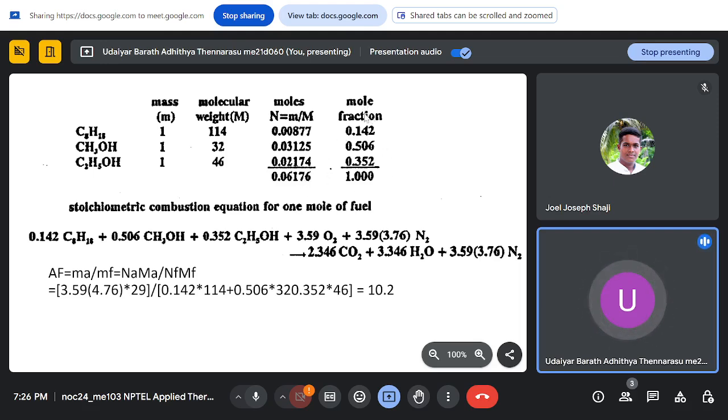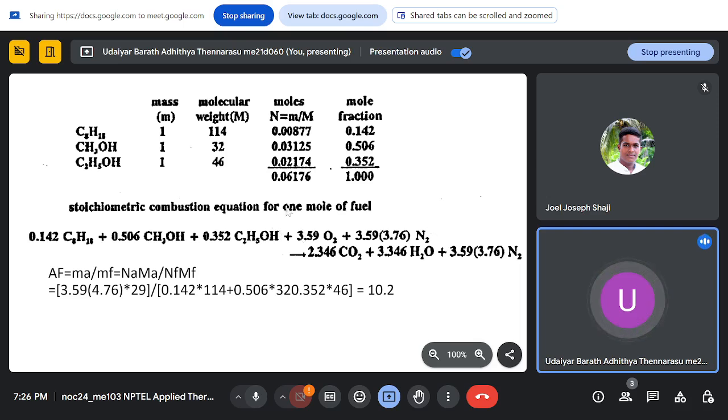So we can find the mole fraction here. The mole fraction is the number of moles of isooctane divided by the total number of moles, so 0.00877 divided by 0.06176. This gives you 0.142, and again for methanol it is 0.506, and ethanol is 0.352. So you can find the stoichiometric reaction. If you consider 1 mole of your mixture, it contains 0.142 moles of isooctane, 0.506 moles of methanol, and 0.352 moles of ethanol.